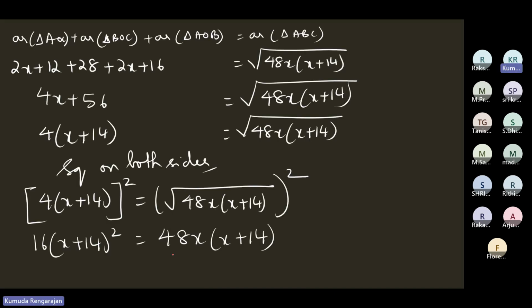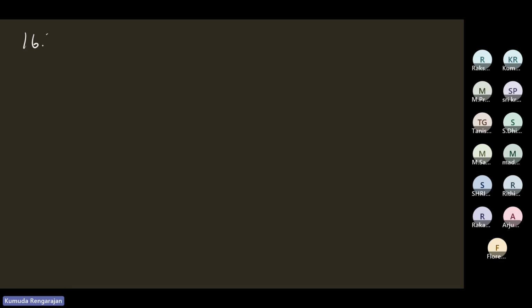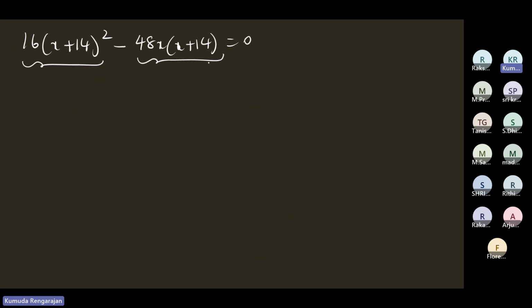So we'll get this term also to the left hand side. So it will be 16 into x plus 14 the whole square minus 48x into x plus 14 is equal to 0. Now, what is common? There are two terms, two expressions. Between 16 and 48, 16 is common. X plus 14, the whole square, and x plus 14: x plus 14 is common.